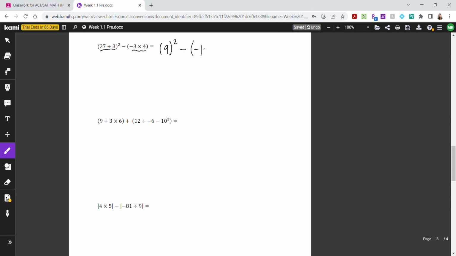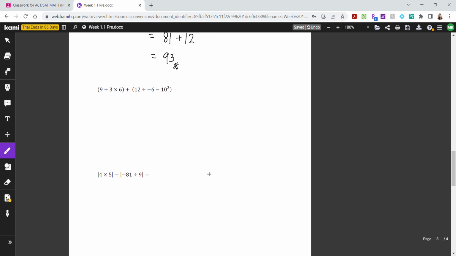So negative 3 times 4 is negative 12. And then the next thing we need to do is the exponent, as you can see here. So then 9 squared would become 81. Negative times negative, oh look, so same signs becomes positive 12. So 81 plus 12 would equal 93. And that's the answer. That's one example. If you have any questions about this, obviously bring it through the deep dive lesson. And now the next one.